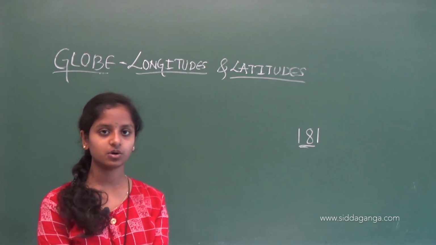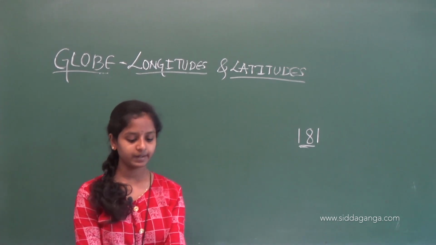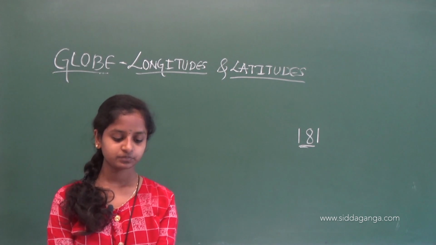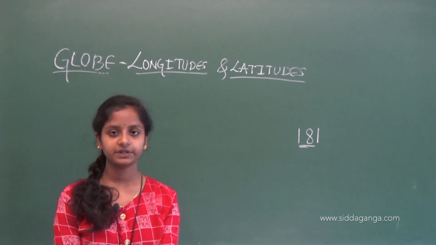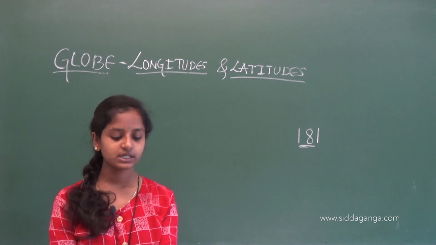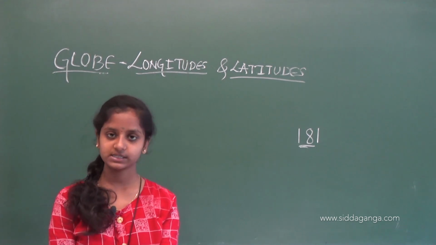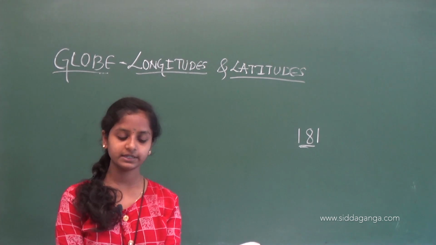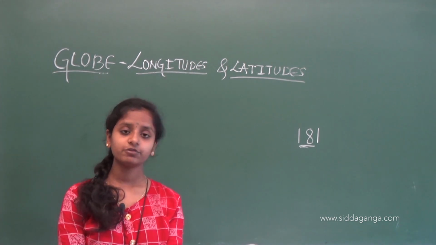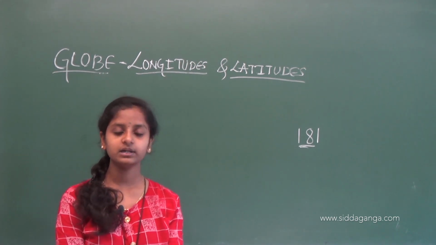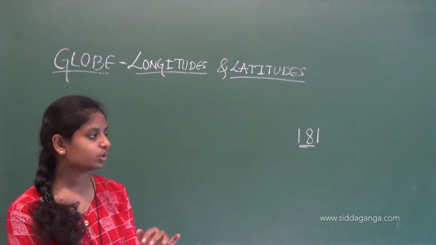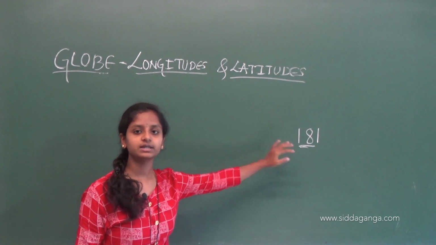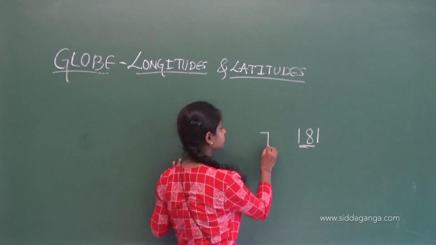Important parallels of latitudes, or important latitudes, or important parallels. Besides the equator, which is 0 degrees, the North Pole, that is 90 degrees north, and the South Pole, that is also 90 degrees south, there are 4 important parallel latitudes. So in these 181 latitudes, there are 7 major important latitudes.